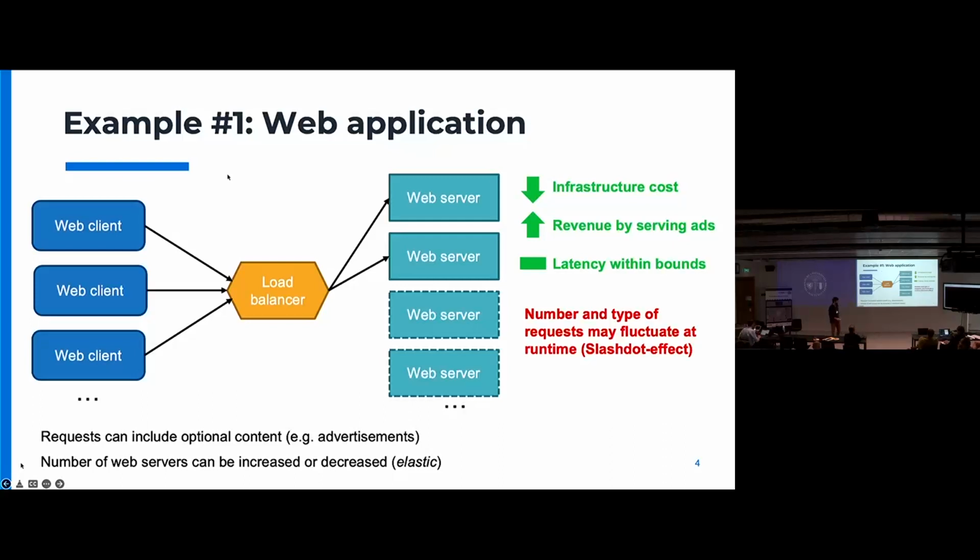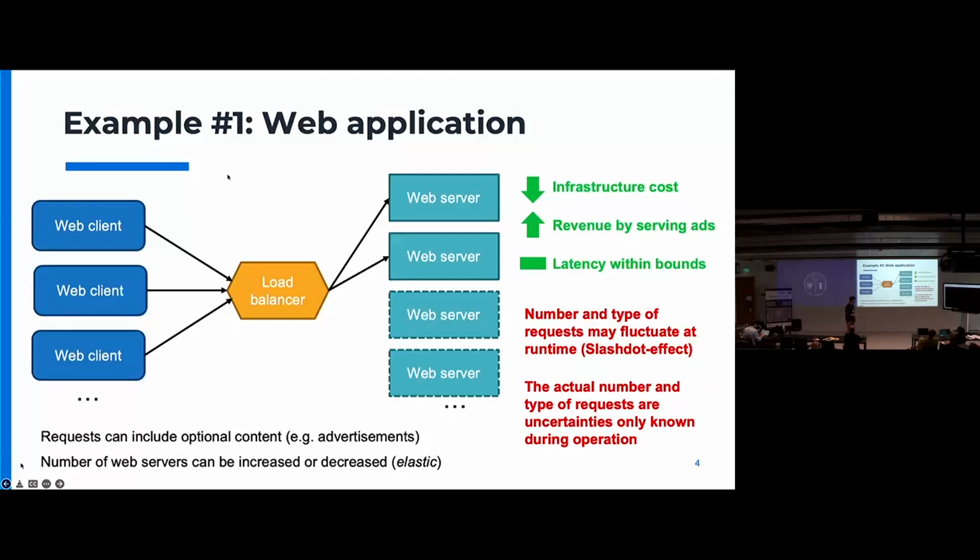Now, what can go wrong here, or what are you not sure about? You're probably not sure about the number of requests and also the type of requests, because they might fluctuate at runtime. Sometimes we do see this even in an extreme case. Actually, this whole use case, this whole exemplar, was motivated by something called the slashdot effect. Have you heard of this before? Okay, some of you have. So basically, a very rapid increase in the number of requests on a web application that causes the web application to crash, if it's not elastic, okay?